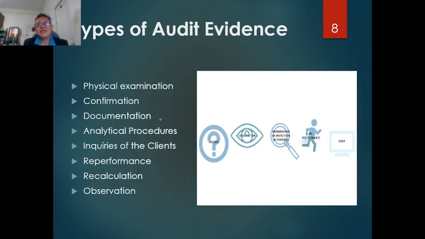So you need to get the documents, you need to photocopy the documents, and also evidence you collect from the result of the analytical procedure. When you do analytical procedure, when you do trend analysis, I think we have discussed this before. Trend analysis, ratio analysis. So the evidence is from that particular analysis. Sometimes you might do some inquiry of the clients. So your report from your inquiries or questionnaire to the clients can be used as audit evidence.